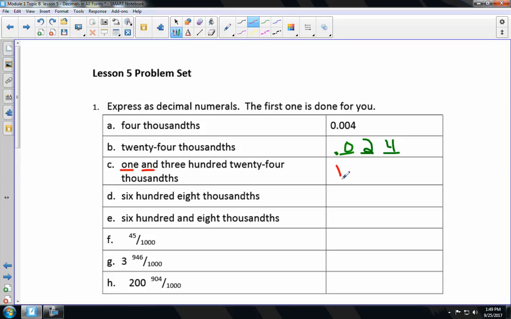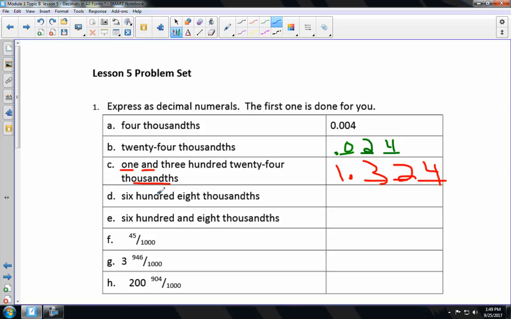The next one tells me 1 and. So I'm going to start by saying 1 and is my decimal. I see I'm going to end in the thousandths, so I'm going to go 1, 2, 3, and it's 324 thousandths. So I'm going to go 324 thousandths.